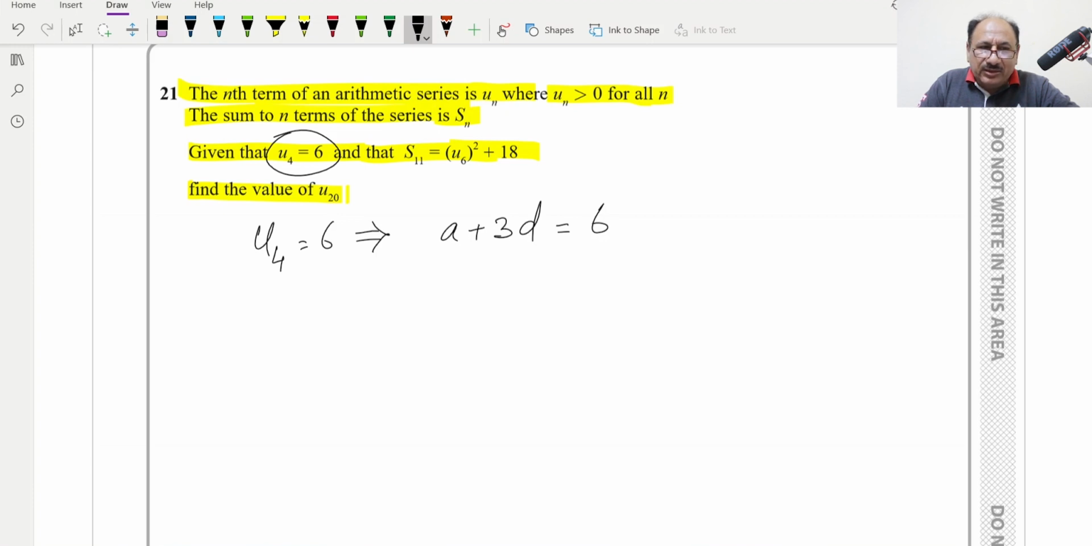Similarly, they are saying the sum of 11 terms is S11. So how will we write S11? This is equal to n by 2, so 11 by 2 into 2a plus n minus 1, 11 minus 1, into d.